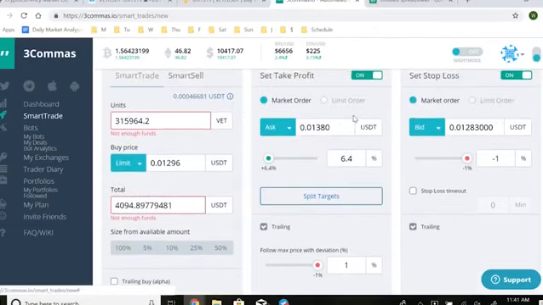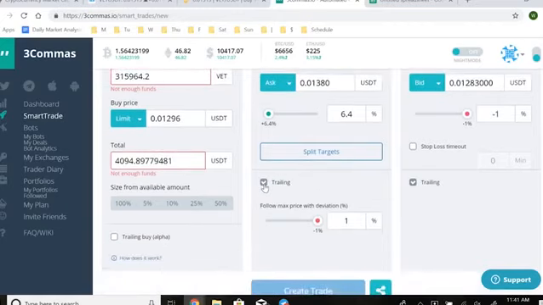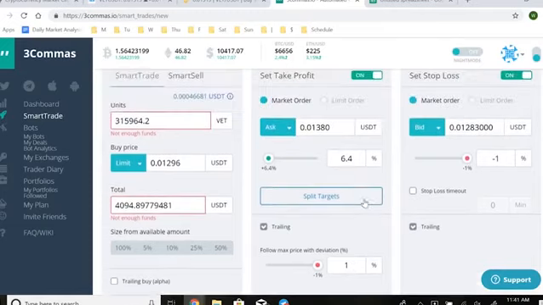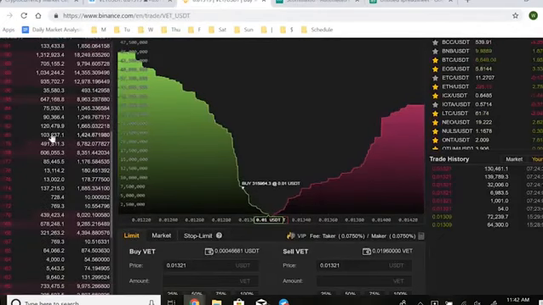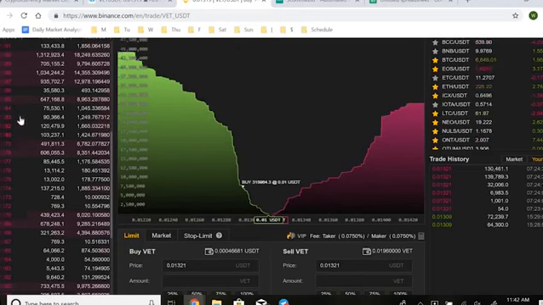So now that we did that, there's one other thing that I wanted to do, which is actually check off the trailing box and then follow max price with deviation minus 1%. Now what this actually does is as the price of the asset continues to rise, it will actually trail your order to sell to take profit. So what that means is I set my limit order to sell at 1380 at a 6.4% profit. Now what this is going to do is once it gets to 1380, it'll make a line at 1380, and if the price continues to rise, the sell order will follow the price of the asset and will basically close.